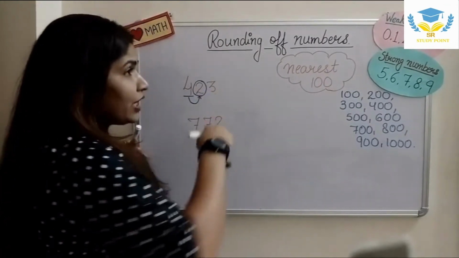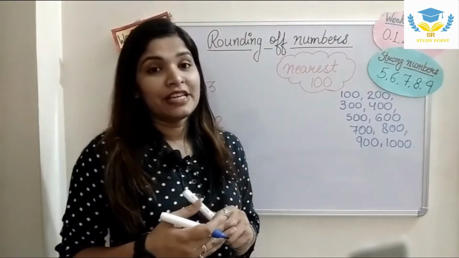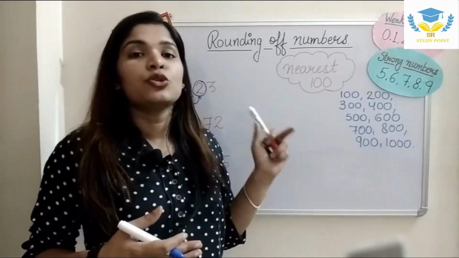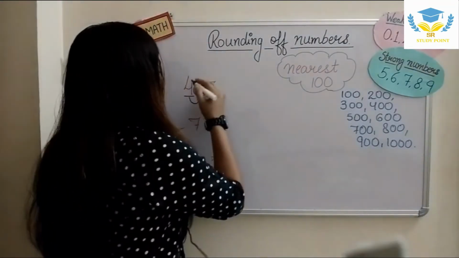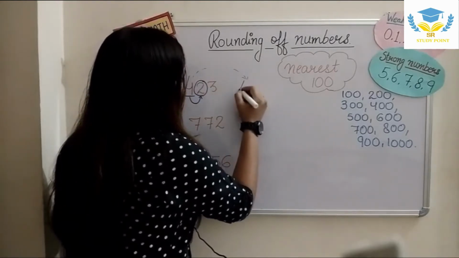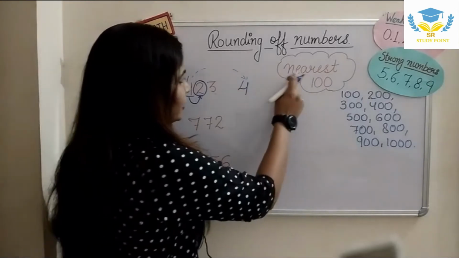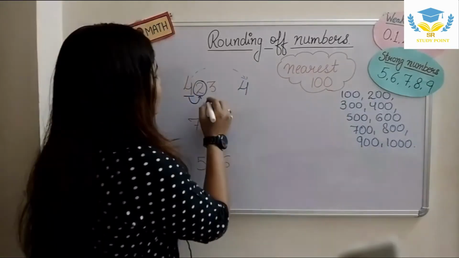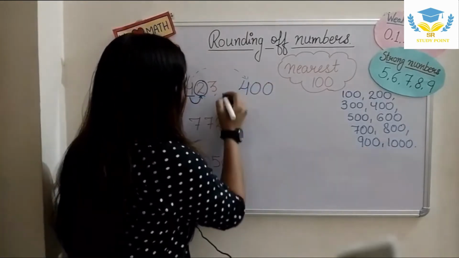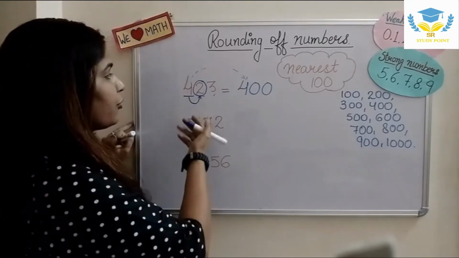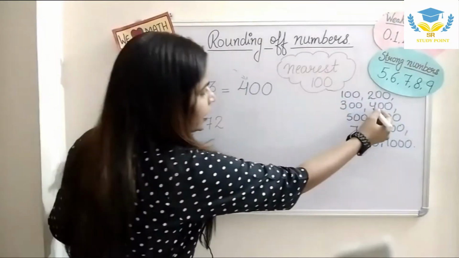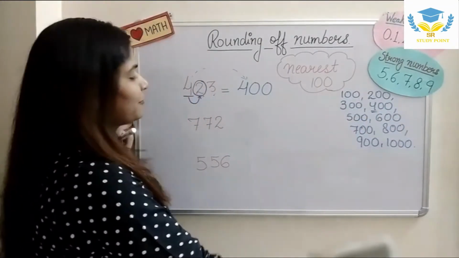So 2 is a weak number, and we know that a weak number is not powerful enough to push the number to the next value. So this number 4 is going to remain 4 itself, and we are rounding to the nearest 100. That means these two digits will become 0 and 0. So if we round off the number 423, we will get the answer 400. 400? Yes, it's a multiple of 100.